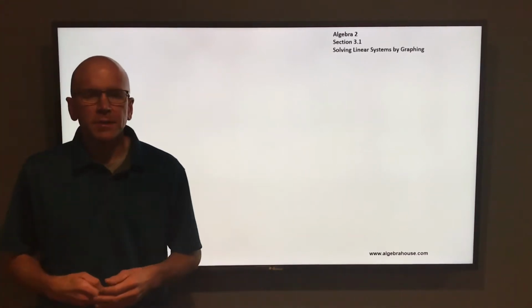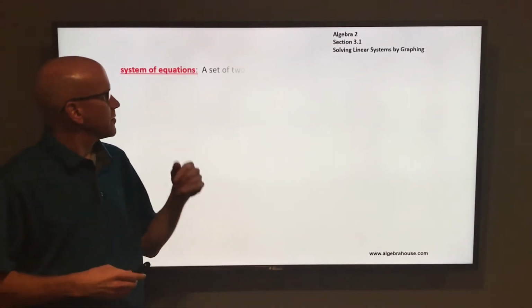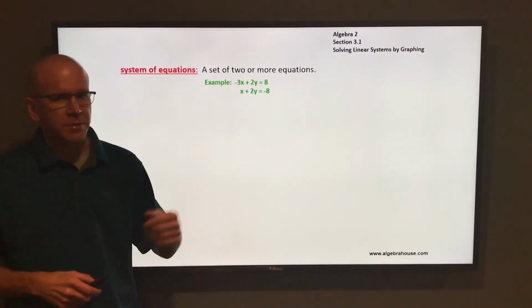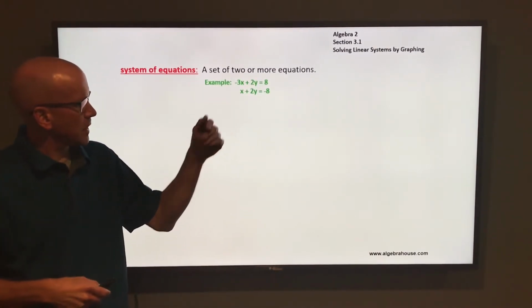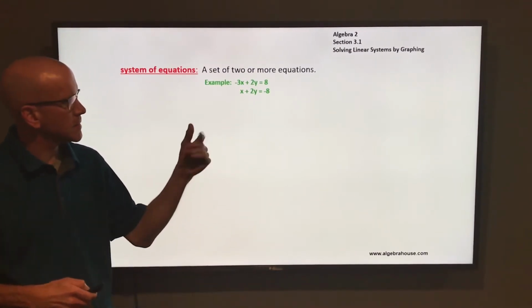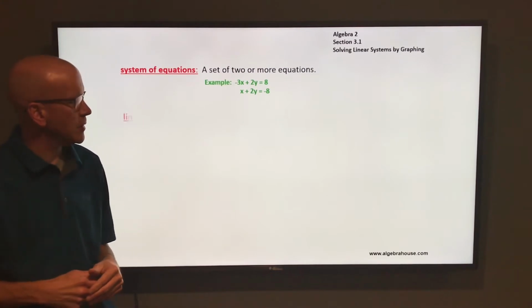We're going to take a look at systems of equations. A system of equations is a set of two or more equations. An example of a system of equations would be these two, negative 3x plus 2y equals 8, and x plus 2y equals negative 8. That is a system of two linear equations.